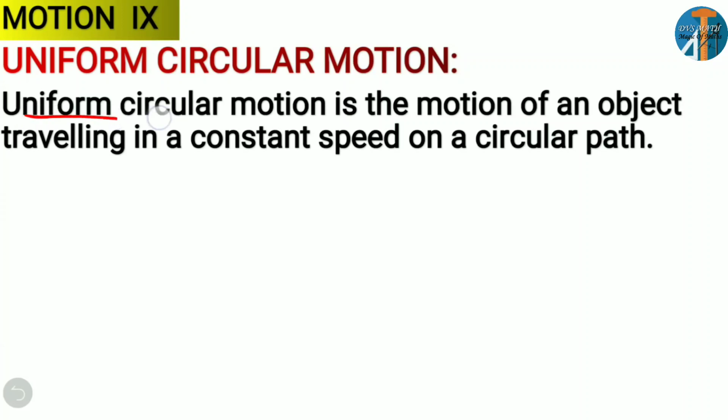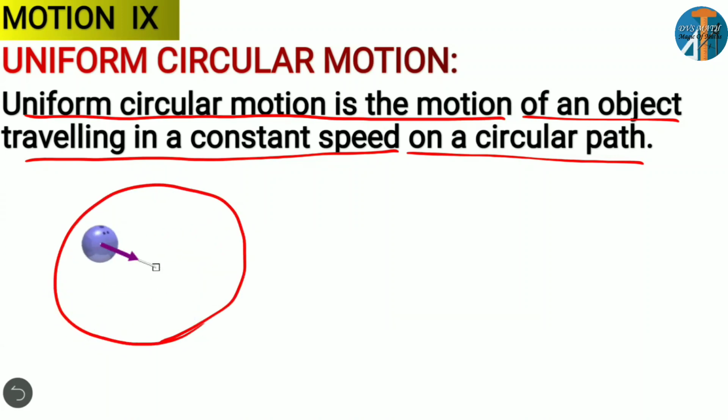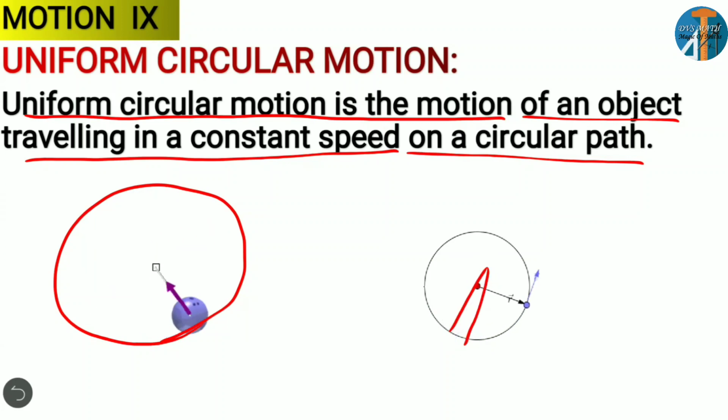But what do you mean by uniform circular motion? Uniform circular motion is the motion of an object traveling at a constant speed. Constant means there is no increase, there is no decrease in speed. It is moving at the same constant speed on a circular path. For example, here you can observe the object is moving at a constant speed in a circular path. Or observe another one, a circle. Circular means it moves in a circle-like structure. Observe these two figures, both objects are at the same distance, which we can consider as the radius, and moving in a circular path.